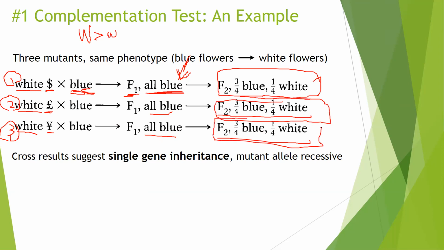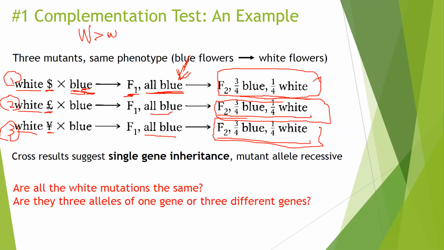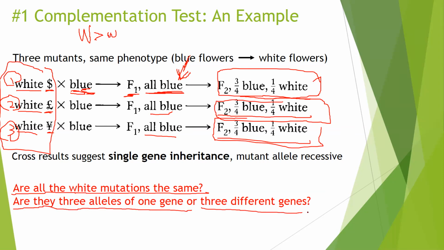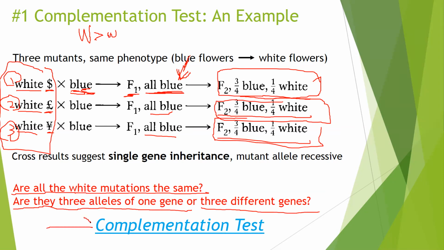Okay, now we would ask a question to ourselves. So, are all these white mutations the same? So when we talk about the 3 different mutations, are all the 3 white mutations the same? Are they representing 3 alleles of 1 gene or 3 different genes? So to answer this question, we can use the so-called complementation test.